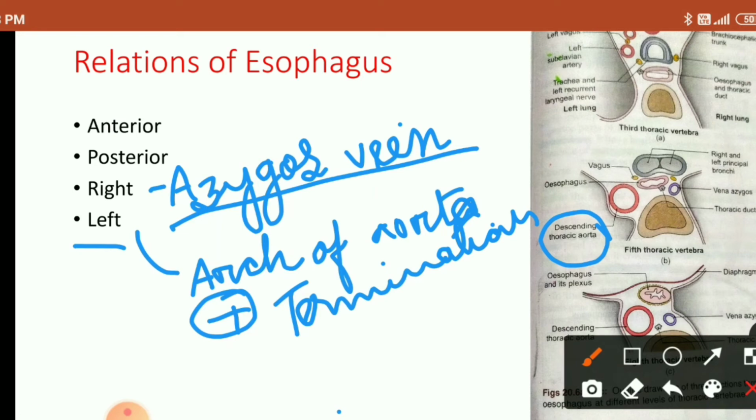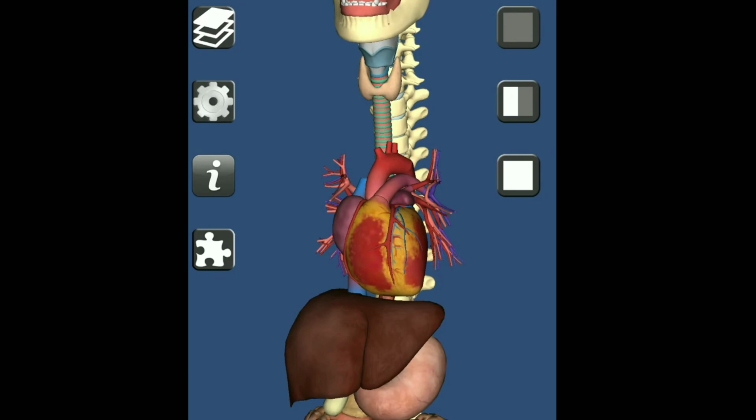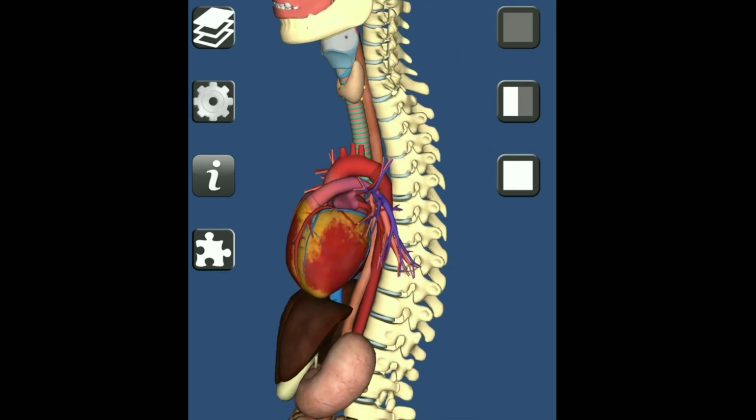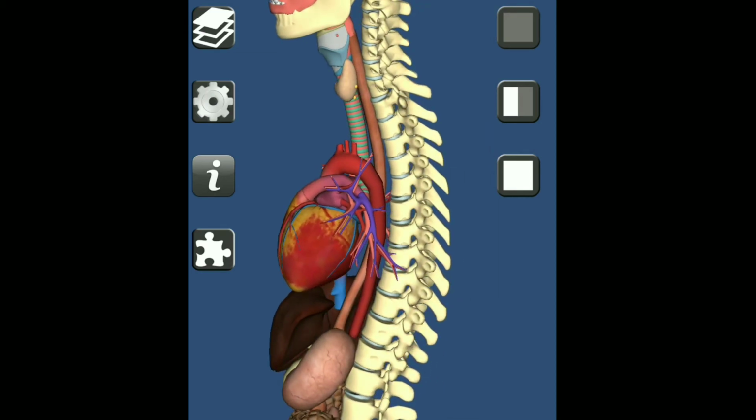Now we are going to brush up our theory part with the help of a three-dimensional diagram. Now we have the three-dimensional model, you can see. So let us discuss the relationships again one by one. Okay, let us first come to the cervical part. We know the cervical part extends from the sixth cervical vertebra at the level of the cricothyroid muscle to the level of the second or third thoracic vertebra. So up to that level, what we can see is that the anterior relationships of the esophagus are the right brachiocephalic trunk, left common carotid and left subclavian artery, which are present anterior to the esophagus.